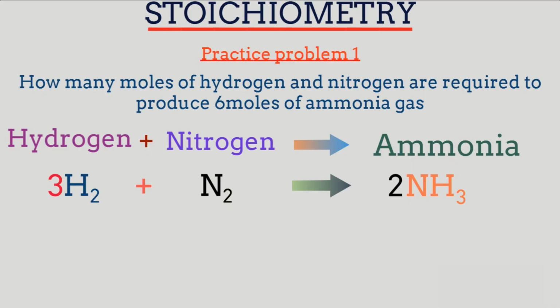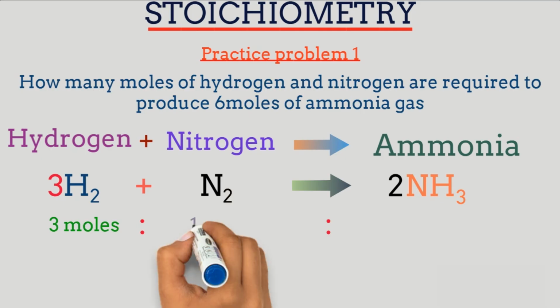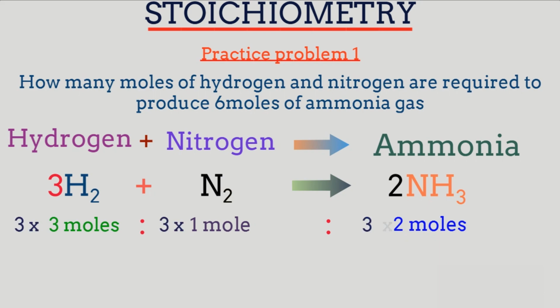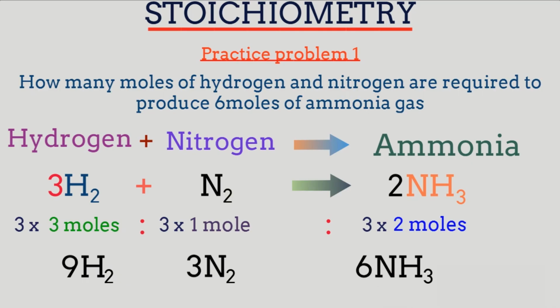To obtain the number of moles of hydrogen and nitrogen required to produce 6 moles of ammonia, we need to write down the mole ratio or the numerical relationship in this reaction. So for hydrogen, we have 3 moles. For nitrogen, we have 1 mole. And for ammonia, we have 2 moles. To obtain 6 moles of ammonia, we multiply through the mole ratio by 3, so that at the end, we have 6 moles of ammonia. After calculation, we have 9 moles of hydrogen, 3 moles of nitrogen, and 6 moles of ammonia. So to produce 6 moles of ammonia, we need to react 9 moles of hydrogen and 3 moles of nitrogen.